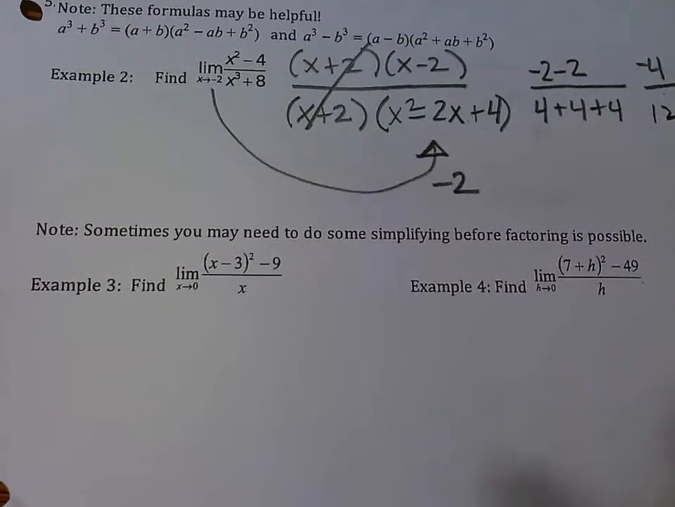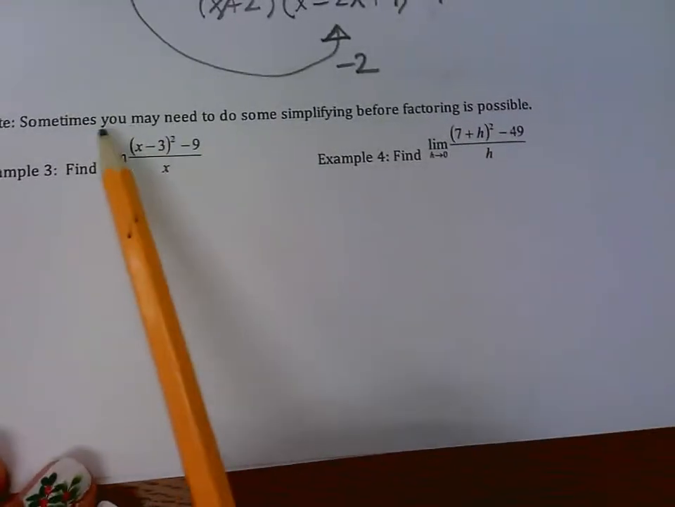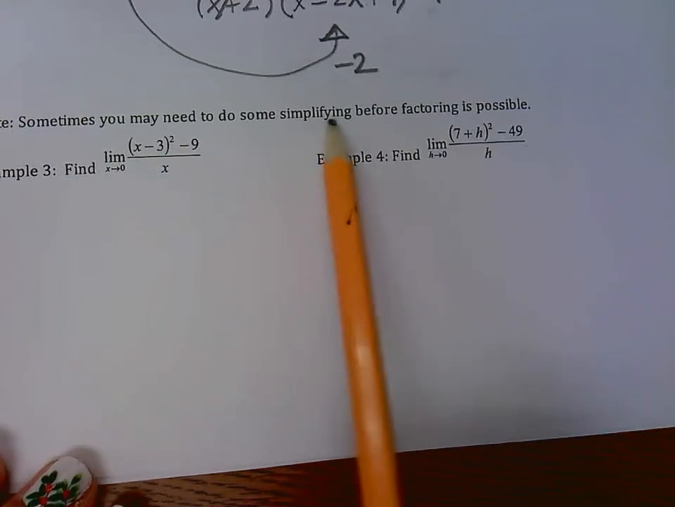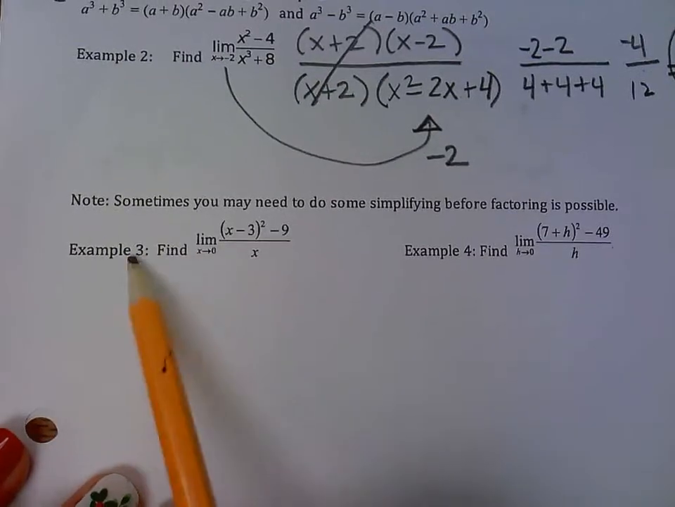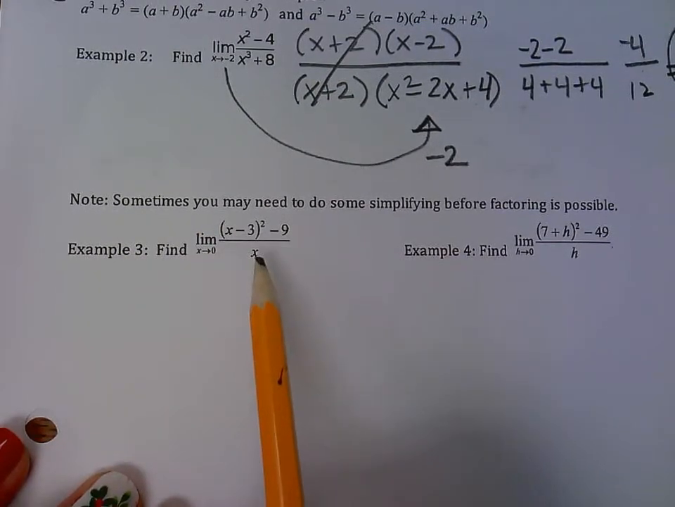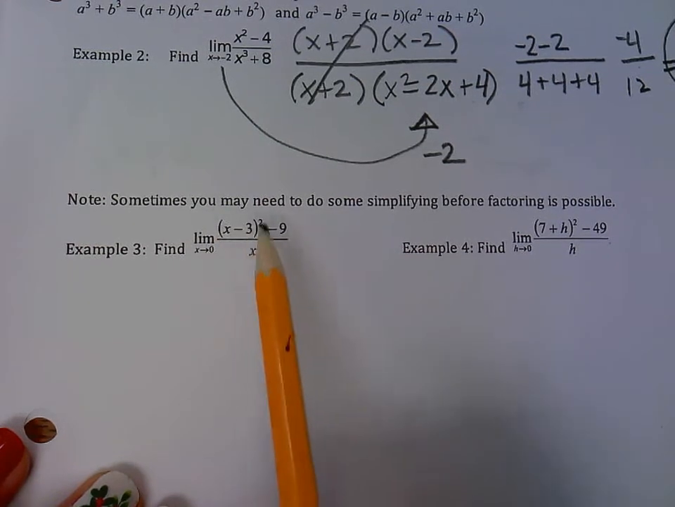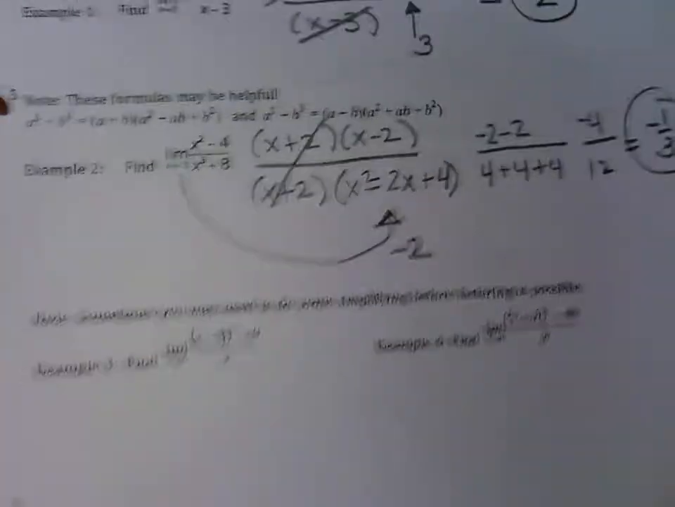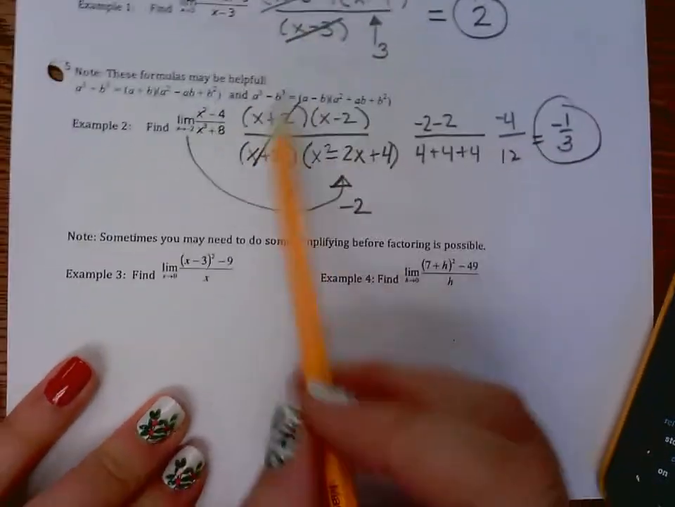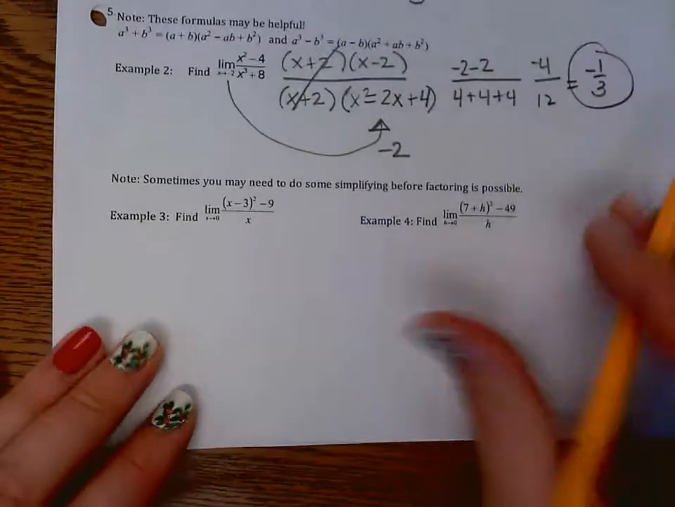All right, here is still a factoring strategy, but it says sometimes you may need to do some simplifying before factoring is possible. So again, if you try substitution, you plug 0 in, you get 0 in the denominator. I can't factor this until I actually FOIL this out and do some simplification. So it just falls under a factoring strategy, right? This one was just ready to factor. This was factoring using cubic. This one's factoring after we do simplifying.